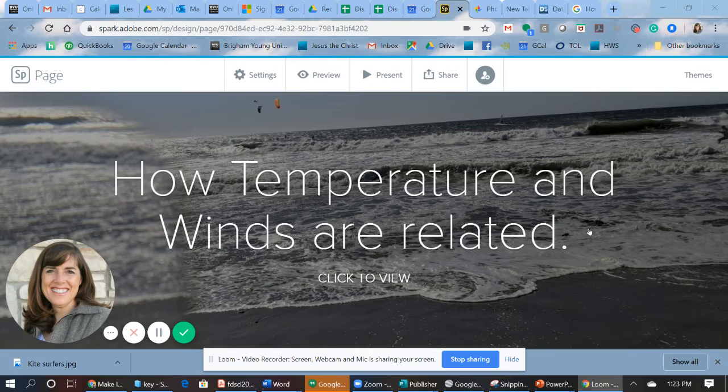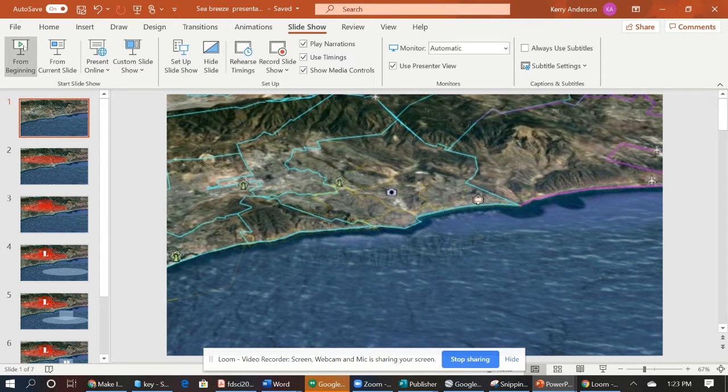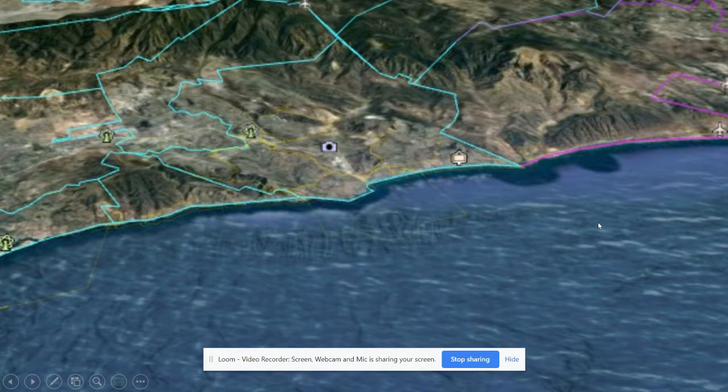So we're going to talk about how temperatures drive our winds. And a good example of that happens here in Southern California. So let's just take a look and let me slowly walk you through it so you can fully understand. You're just looking here at the ocean and in towards the Los Angeles basin.